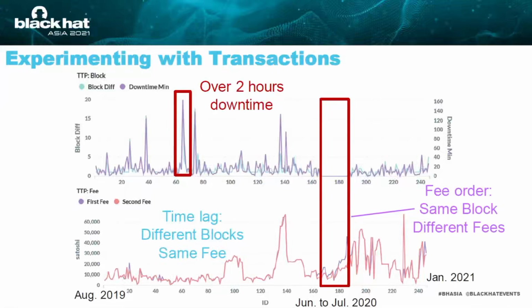Okay, we actually observed the adversaries' trial and error of the fee order strategy. Let's see the trial and error in this slide. The upper line graph represents the difference of blocks in the first and second transaction and downtime. The lower line graph represents the fees which the adversary set on transactions. The adversary basically selected the time lag strategy. We observed over 2 hours downtime.